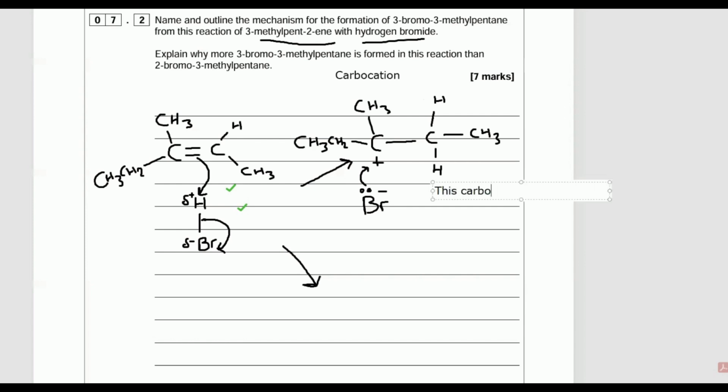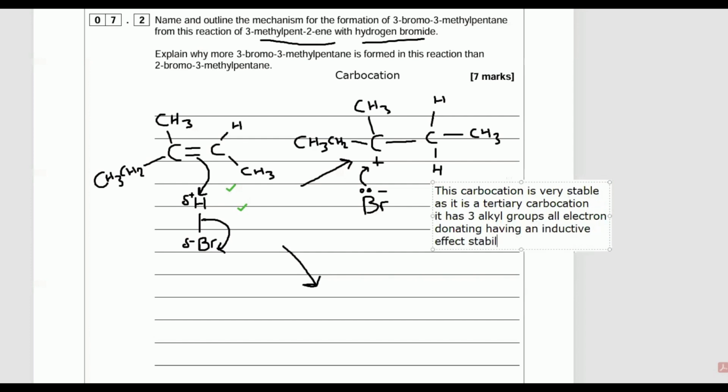this carbocation is very stable as it is a tertiary carbocation. Now that's very important that you call it a tertiary carbocation. Of course, you can write a little 3 with a dot to stand for tertiary. So it's a tertiary carbocation. It has 3 alkyl groups, all electron donating. They have an inductive effect, stabilizing the plus charge on the carbon atom.